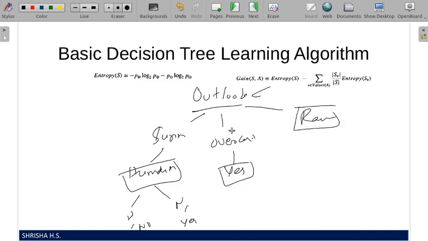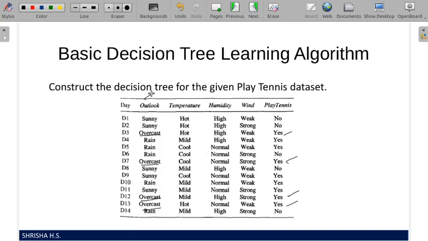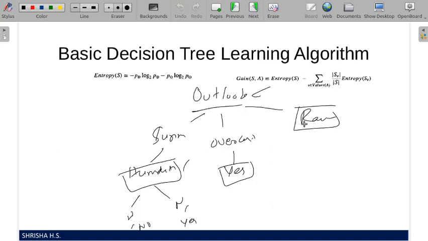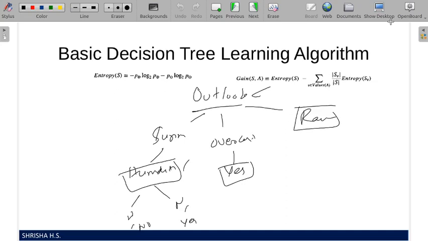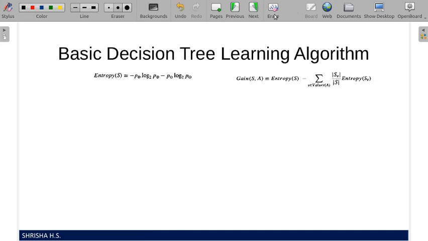So outlook attribute is selected. Humidity is selected. Okay, so outlook is selected. Only remaining are temperature and wind. So we have to calculate the information gain where outlook equal to rain and attribute is temperature, and where outlook equal to rain and attribute is wind. So we have to calculate only 2 of them, not 3, because they are remaining.